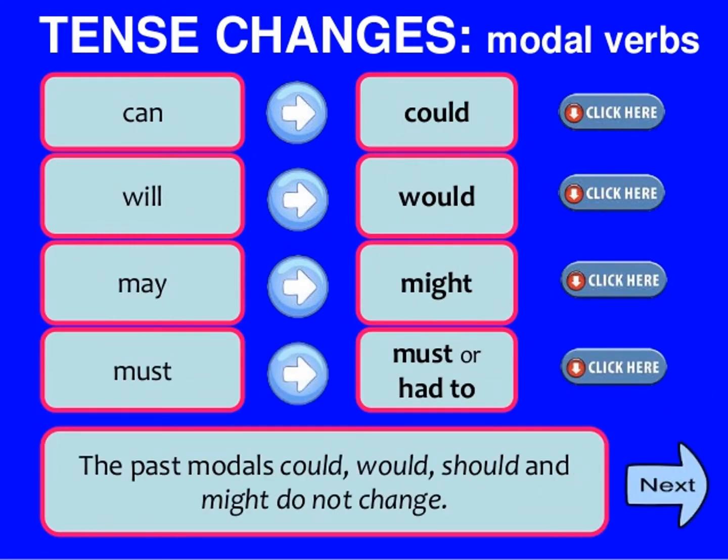What about modal verbs? They also change, as in the following. Can becomes could, will becomes would, may becomes might, must stays as it is, or becomes had to. The past modals could, would, should, and might do not change. So if you have might or could or would or should in the original sentence, you do not change them. They stay as they are.